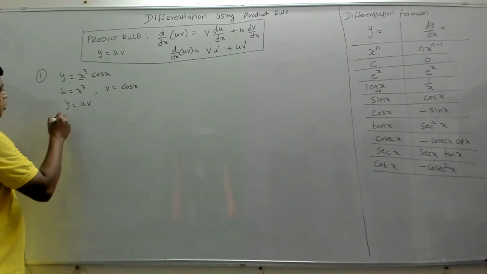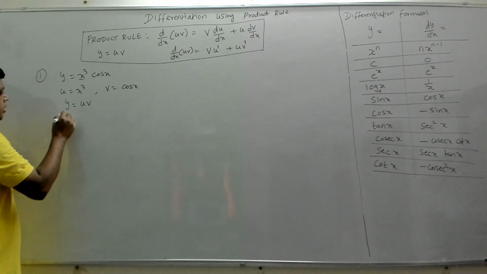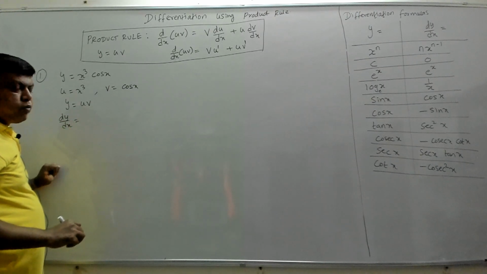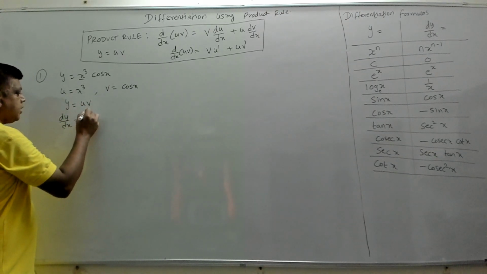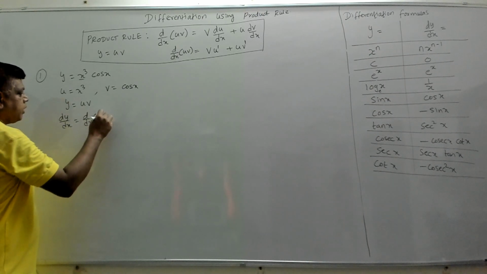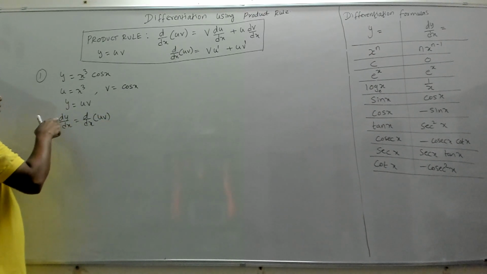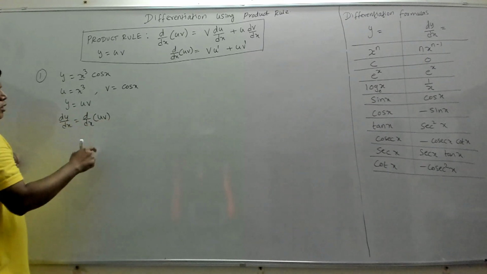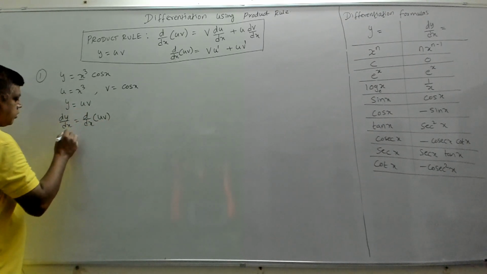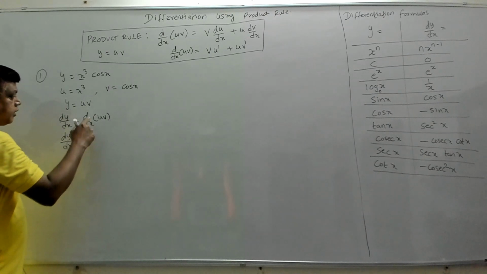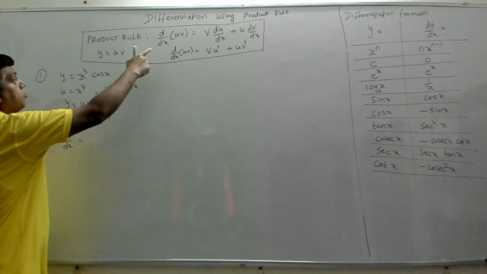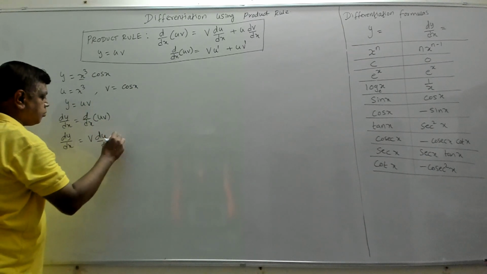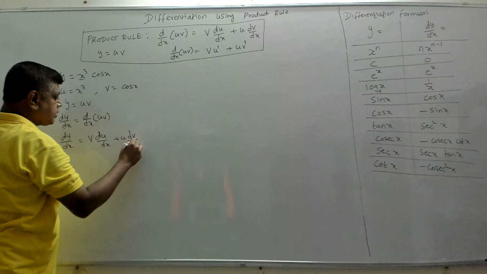Now if we differentiate y, we get dy/dx, and that is the same as d/dx of uv. I am differentiating y, which is dy/dx. If I differentiate uv, it is d/dx of uv. And we know the product rule. By the product rule, d/dx of uv is v du/dx plus u dv/dx.